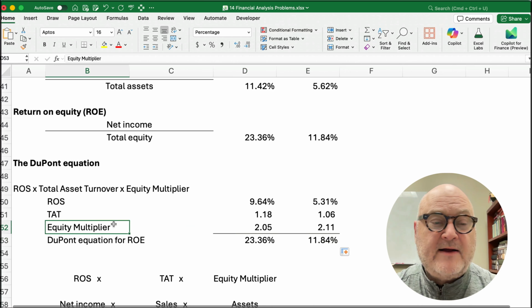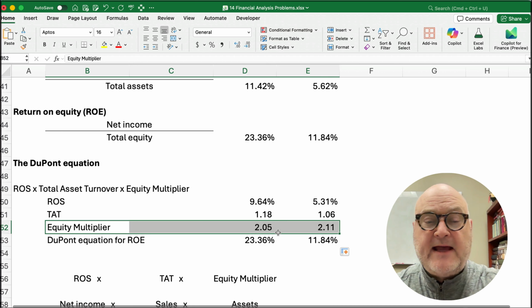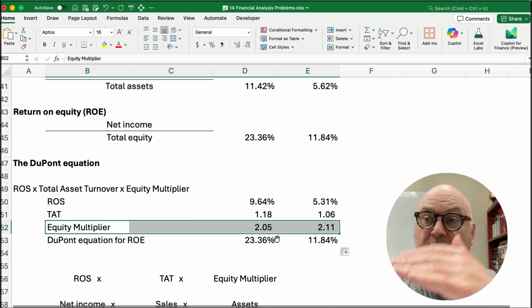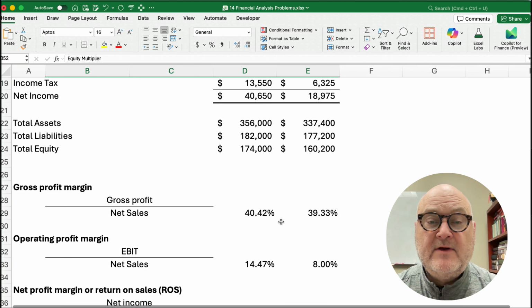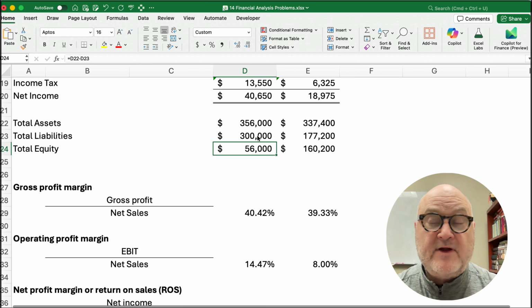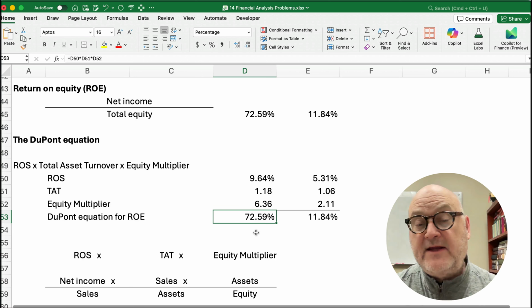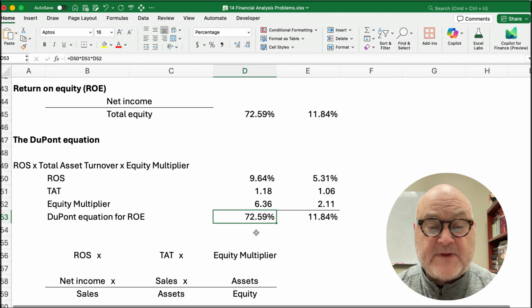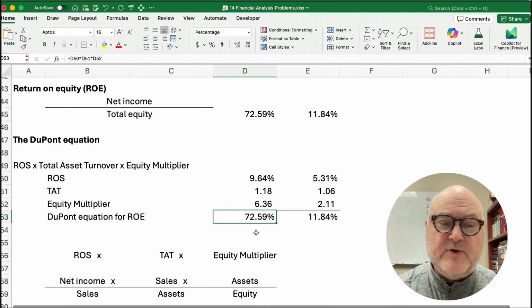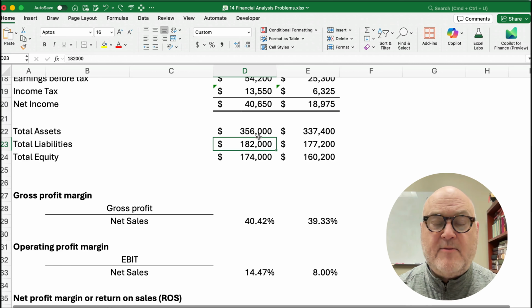Because see, equity multiplier, what's missing here is the debt. If we have more debt, the equity multiplier goes up and our return on equity goes up. Does that make sense? If we have more debt, our equity goes down, right? Let me prove it to you. Let's say we have $300,000 of debt. Equity goes down. What do you think ROE does? ROE is going to go up. 6.36, multiply it together, and you get ROE that's really enormous at 72%. Okay, so this is a way to think about what moves the needle on ROE. I'm going to go back and undo that, put that number back in there.